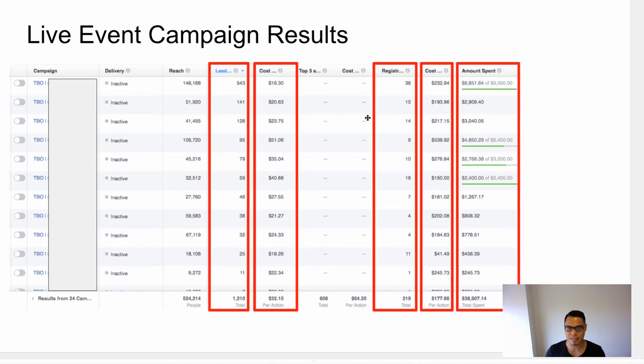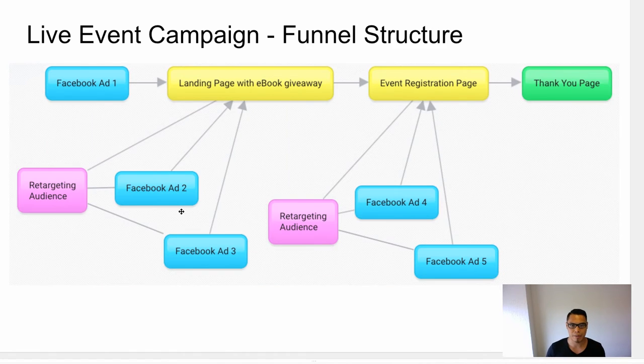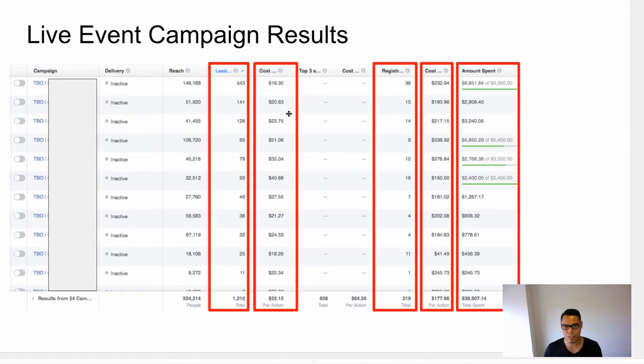What also happens here is that these numbers you can see are just the initial numbers, from someone becoming a lead and then converting into an event registration. These numbers on Facebook don't include the people who came in as leads, where the team does follow-up calls and converts them into event registrations. So that's what's happening with this client.